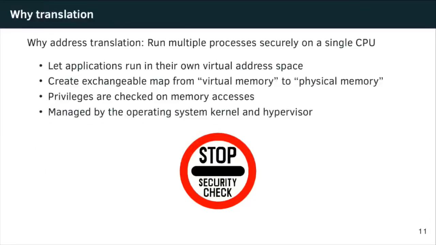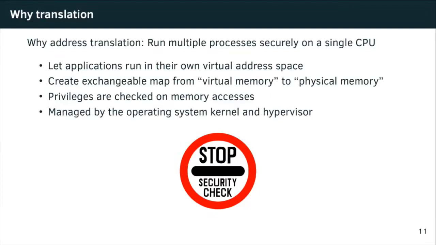So why do we need to do translation? Well, back in the late 80s, early 90s, Intel decided it was a wonderful idea if we could run more than one process securely on a single CPU. And the way they implemented this was that they gave each application its own private virtual address space, and then have a mapping for each process from virtual memory to physical memory. The exchangeability is that each process has its own. That is, when the operating system or kernel swaps process, it will just swap the mapping and everything will work fine.